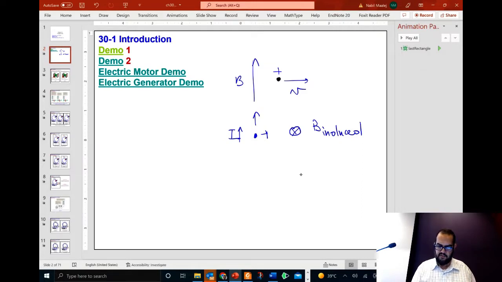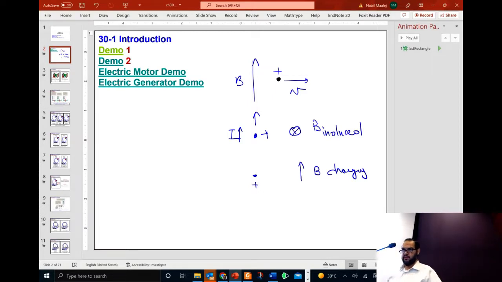So if we have a magnetic field, let's say a magnetic field that is changing, and if there is a sitting charge, the changing magnetic field will cause the charge to move, because that's what we have seen in the current and the previous illustration.